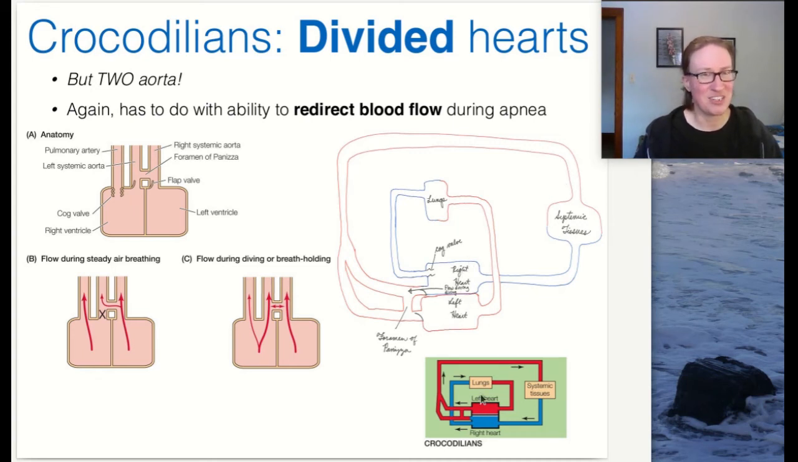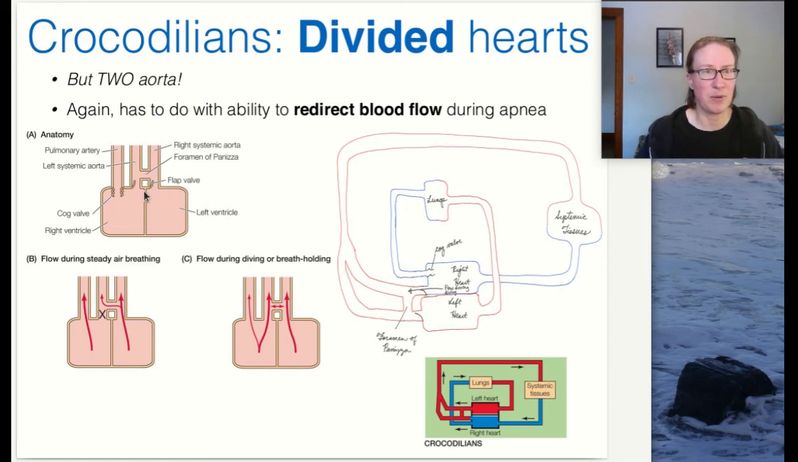And again, I just think the way your book has laid that out, it's a little bit confusing. So here's our left heart, here's our right heart, okay? And so we see a complete separation between those. However, we see a connection point downstream in the circulatory system. So rather than the potential for mixing in the ventricle, crocodilians have two aortas, okay?